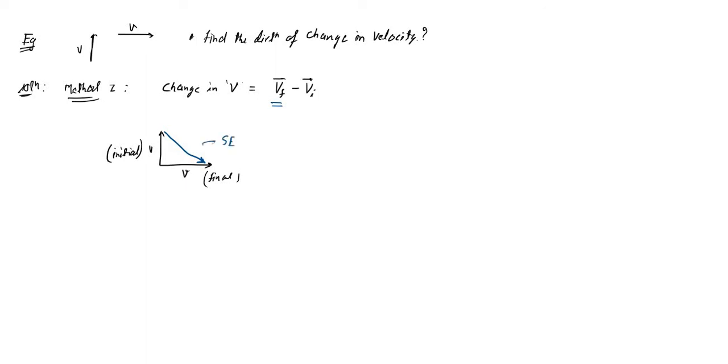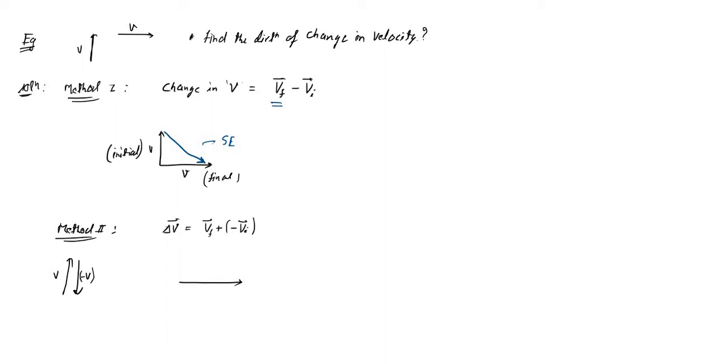Now let us try to solve the same problem by the second method. In this method we can write change in velocity, or delta v vector, as final velocity vector plus negative of initial velocity vector. So the final velocity vector was this and the initial velocity vector was this, and the negative of the initial velocity vector will be this. So this is v and this is minus of v.